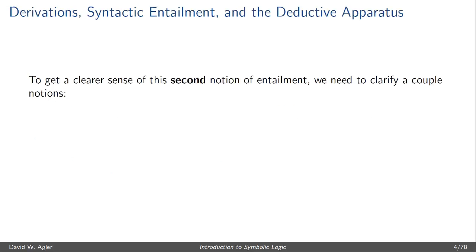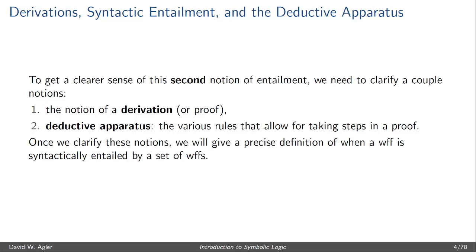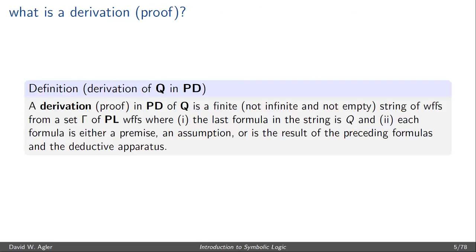To get a clear sense of the notion, we're going to need to clarify a couple additional concepts. The first is the notion of a derivation or proof, and the second is the notion of a deductive apparatus, or the various rules that take us forward in steps in a proof. Once we clarify these notions, we'll go back to syntactic entailment, when we say that a formula is syntactically entailed by a set of formulas, and we'll be able to get a clear sense of what this means.